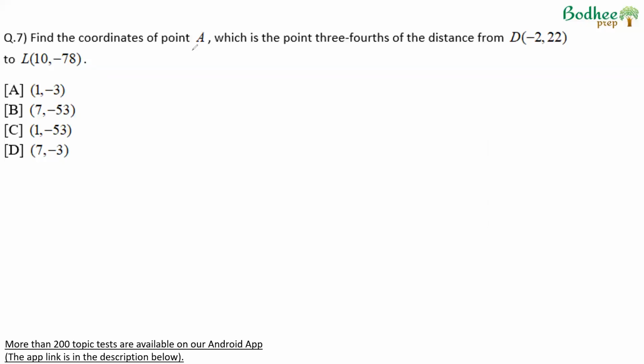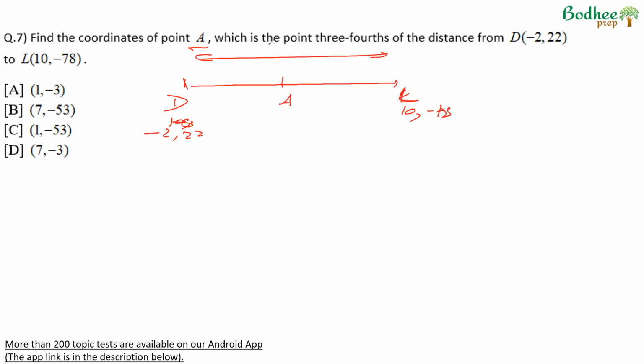Find the coordinates of point A, which is the point 3/4 of the distance from D to L. D is (10, -2, 22), L is (10, -7, 8). A is 3/4 of the distance. So if the entire distance is 4, this is 3/4. So 3 parts out of 4, and therefore the remaining will be 1. So we can say A divides DL in the ratio 3:1.